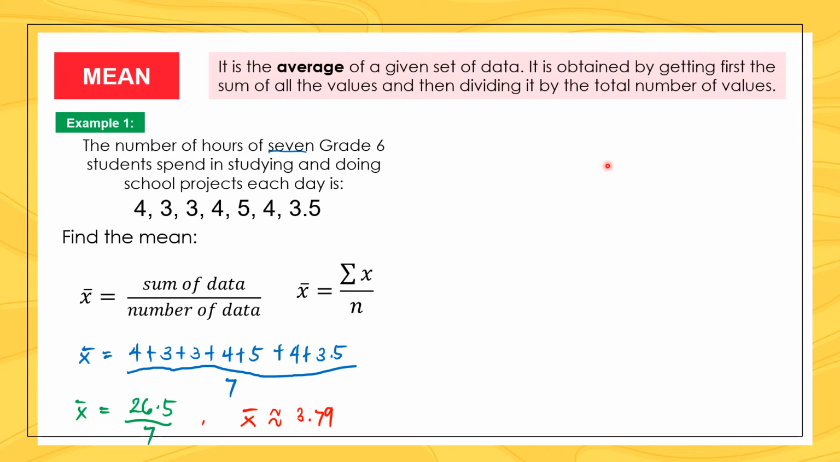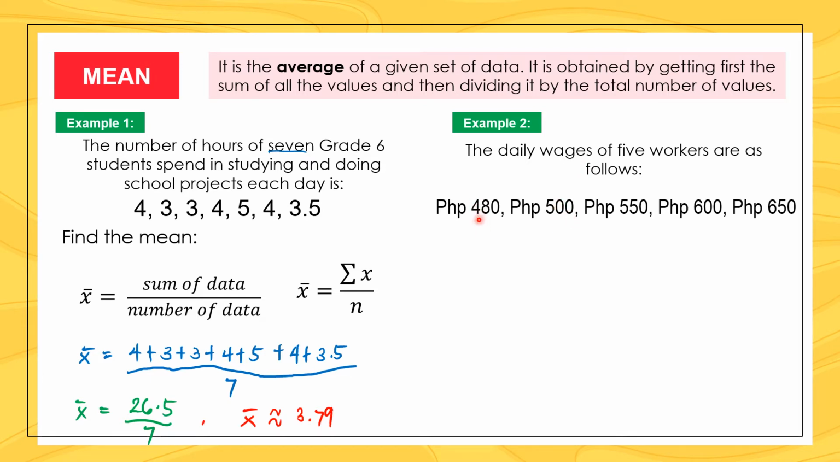With that said, let's have your second example, and this time, this will be your sit work. I want you to get a calculator, a paper, and a pen, and then solve for the mean of this. The daily wages of 5 workers are as follows: 480 pesos, 500 pesos, 550 pesos, 600 pesos, and 650 pesos. You may pause this video for a while and then continue once you're done getting the answer.